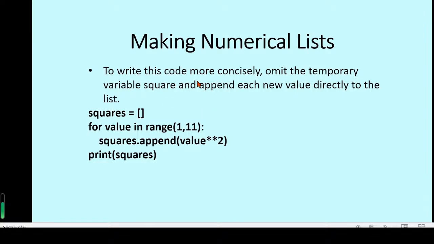And to write this code more concisely, you can omit the temporary variable square and append each new variable value directly to the list. So we can also start with a squares list, empty list, then write a for loop with only one statement. So for value in range 1 to 11, we can calculate the square of this value, then directly append to this squares list. Then the for loop finished, then print out this squares list.